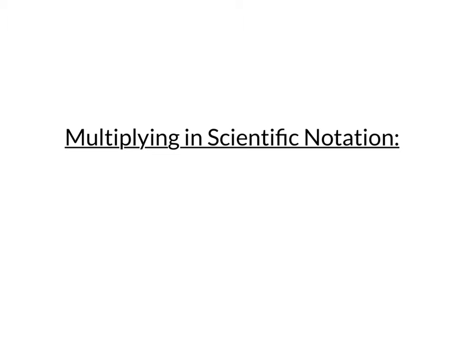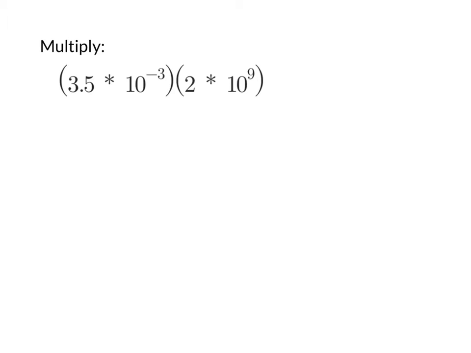All right, let's multiply together some numbers that are written in scientific notation. Let's say we want to multiply together 3.5 times 10 to the negative third times 2 times 10 to the ninth. Now, one thing I realize when I'm saying all this is how much multiplying is going on.